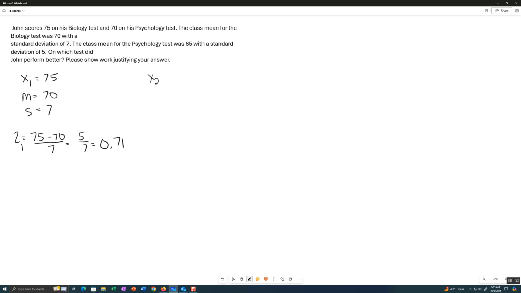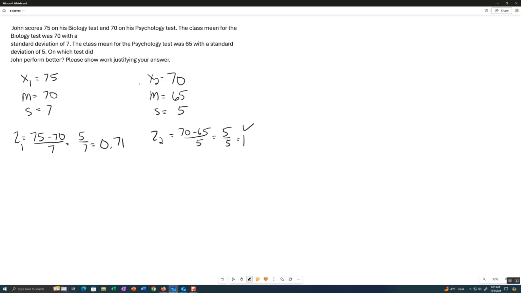And then for my second one that I'm comparing, we see that John scored 70 on the psychology test, and the mean of the psychology test was 65, and the standard deviation was 5. So that becomes z2, the second z-score: 70 minus 65 over 5, which is 5 over 5, which is 1. So now we have to compare a z-score of positive 0.71 and a z-score of positive 1. Obviously, the z-score of positive 1 is greater, so it's the second test.